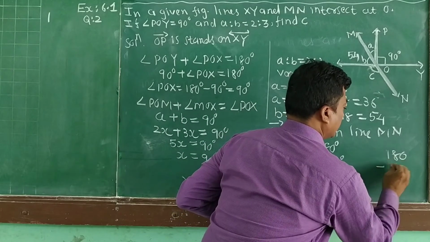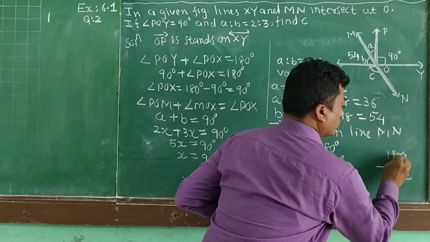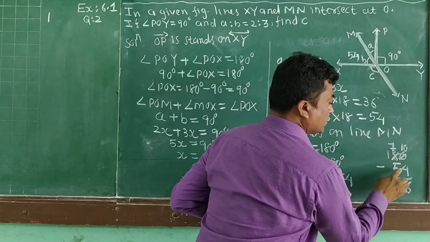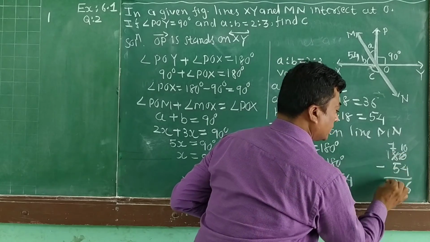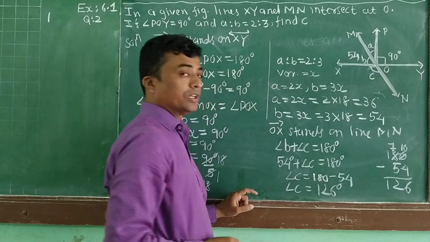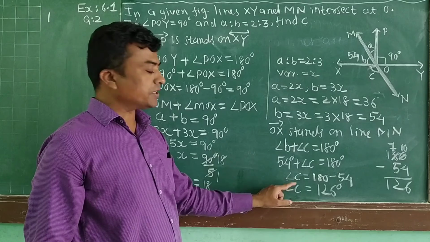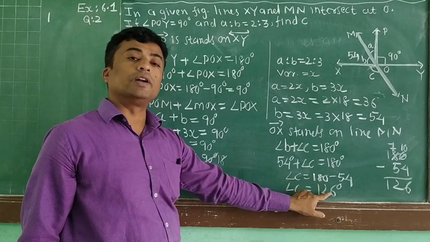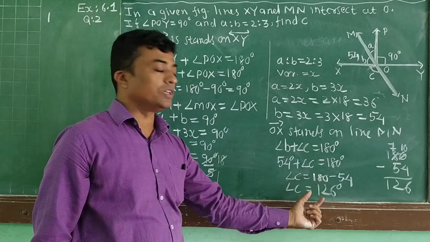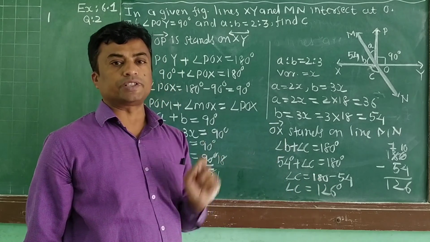So see, 180 minus 54. Here 7 and here 10. 10 minus 4 is 6. 7 minus 5 is 2, and this one. So its answer is 126 degrees. So see here, final answer: angle C is equal to 126 degrees.